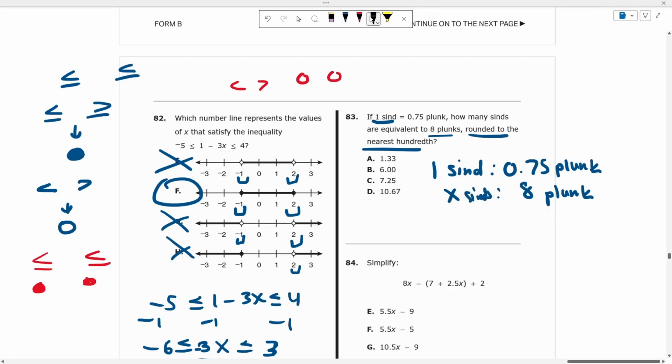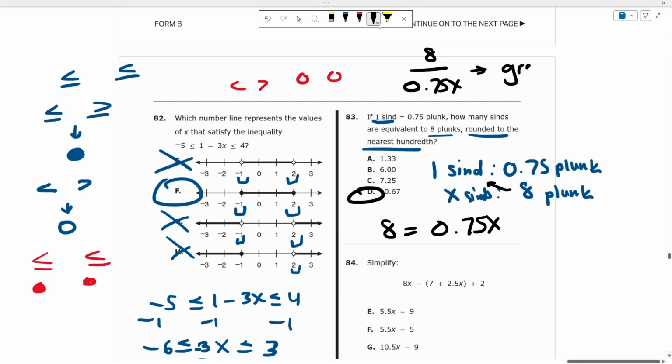So because I set up my ratio like this with plunk under plunk and sind under sind, I can just cross multiply. So 8 times 1 is 8. So 8 has to equal 0.75x. So obviously, the only answer that really makes sense here is going to be choice D. Because 8 divided by 0.75 is obviously going to give you an answer that's greater than 8. Why? Because you know that 8 over 1 is going to equal 8, and 8 over 2 is going to equal 4. So the greater your denominator is, the less your answer is going to be.